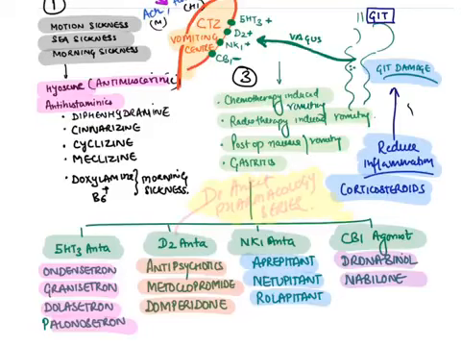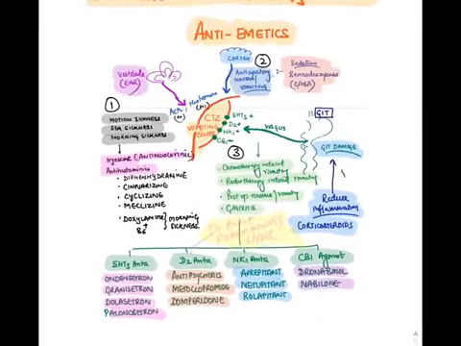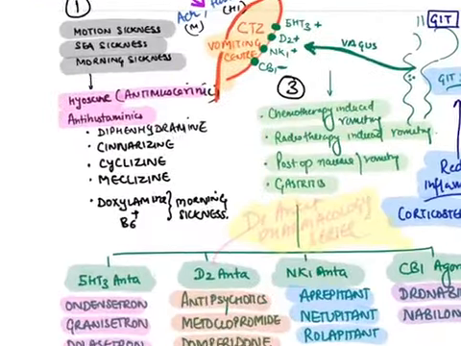Then there is release of substance P, which stimulates the NK1 receptor, the neurokinin 1 receptor. So we block the NK1 receptor. The drugs are aprepitant, netupitant and rolapitant. They end with the word pitant, while the first group ended with the word setron. And lastly, we can stimulate the cannabinoid receptor. Remember, cannabinoids suppress vomiting. So these are the drugs.